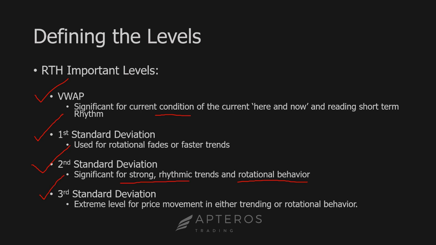Whenever the rhythm changes, this becomes significant for rotational behavior. The third deviation, I consider this an extreme for price movement for any type of environment, whether it's rotational or trending. That third deviation is not a place where a market often stays for an extended period of time. That's the best way to describe it.